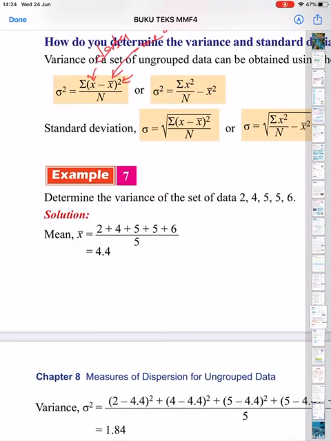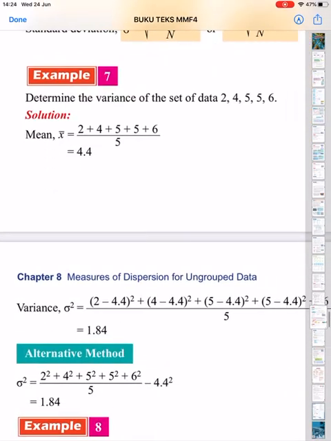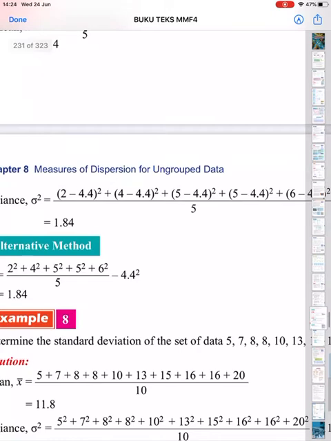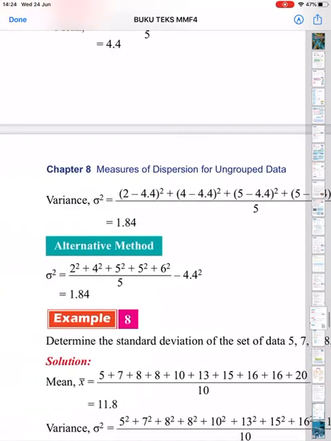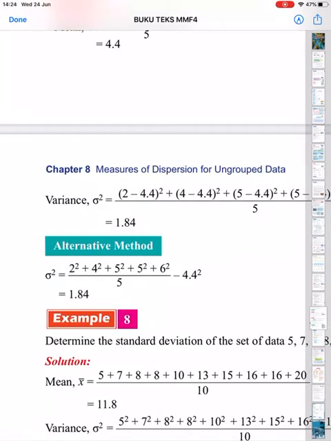Next, we take each data and subtract the mean. So 2 minus 4.4 squared, plus 4 minus 4.4 squared, 5 minus 4.4 squared, and so on. We add them up, divide by 5, and we get 1.84. Another way to calculate the variance is to square all the data, divide by the sample size 5, then minus 4.4 squared, the mean squared. You will get the same answer.